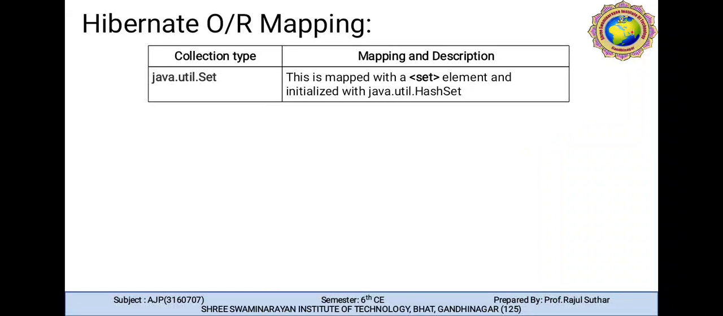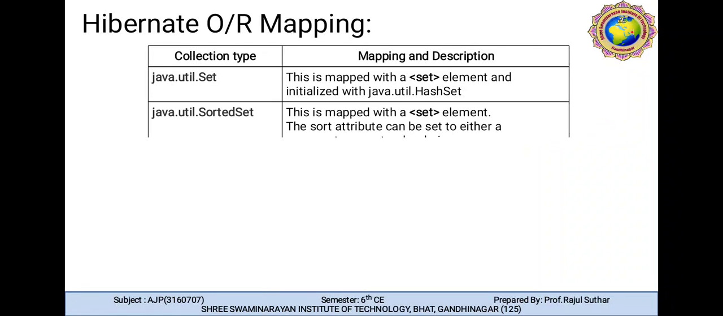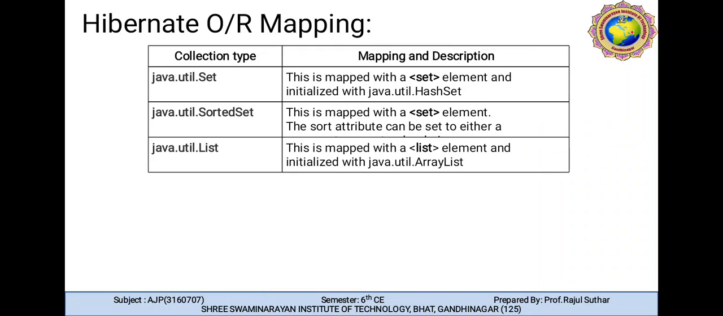Here is a collection type like java.util.Set. So what is the meaning of that? This is mapped with the set element and initialized with java.util.HashSet. And java.util.SortedSet is also mapped with the set element. The sort attribute can be set to either a comparator or natural ordering.